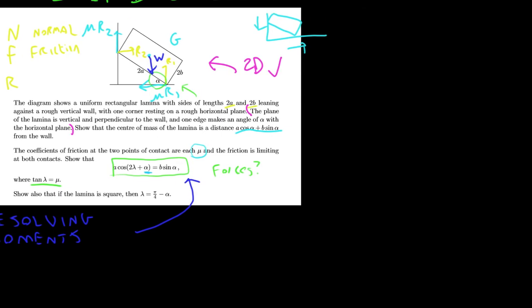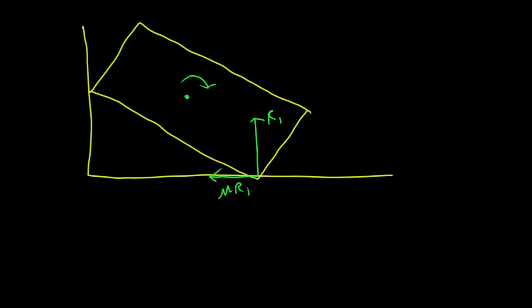I'm just going to redraw this diagram a little bigger so we can have a clear meaning for everything that's going on. So this is our lamina. It's a two-dimensional lamina, and I'm going to take moments about this. I'm going to draw the forces on in green. So R1, mu R1. This is going to be R2 and mu R2.